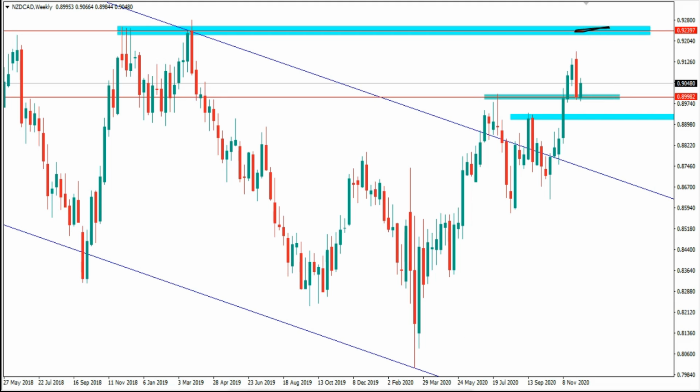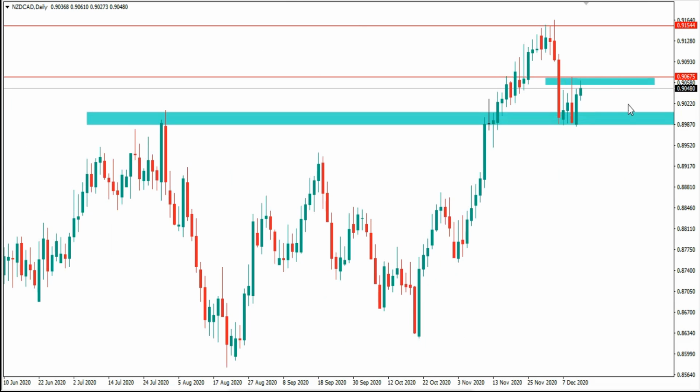So let's see what we have from the daily time frame. From the daily time frame, what we can see now is that the price is currently around resistance, and with price at resistance we cannot be looking for any long trade, because it's not a good idea to be looking for long trades at resistance.